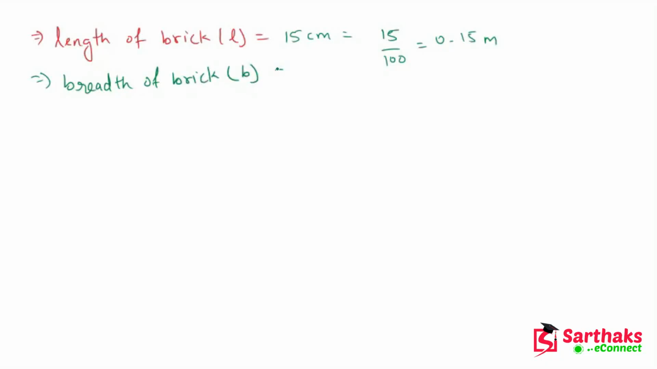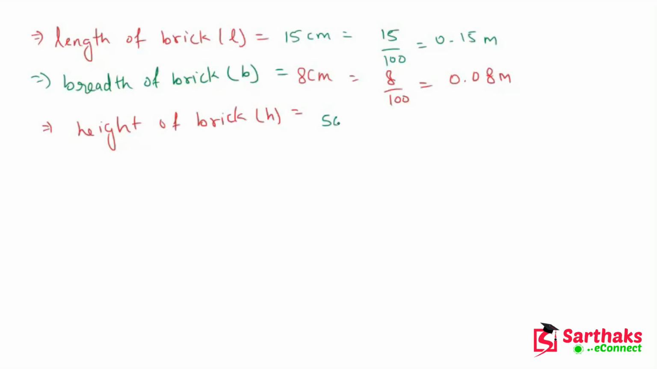And breadth of brick, let's suppose this is B. This is equals to 8 centimeter. So this is equals to 8 upon 100. It means 0.08 meter. Now height of brick, let's suppose this is h. This is equals to 5 centimeter. So this will become 5 upon 100. This is equals to 0.05 meter.